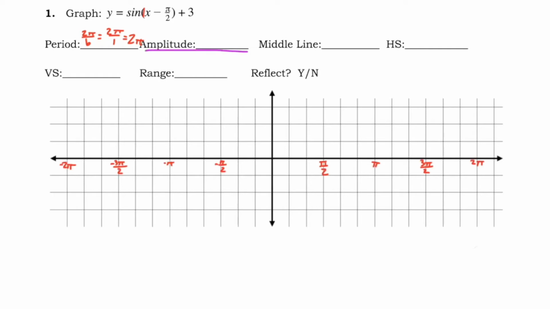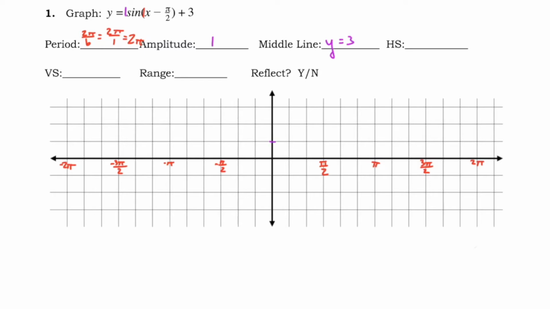Next, we're asked about the amplitude. Remember, that was just the a value in front of the sine function, which in this case is also just 1. So this graph will reach 1 unit above and below its middle line. Now, in the last video, the midline was always at 0, but in this video, we're shifting things up and down. In this case, we're shifting it up 3 units. So the midline would be the equation y equals 3.